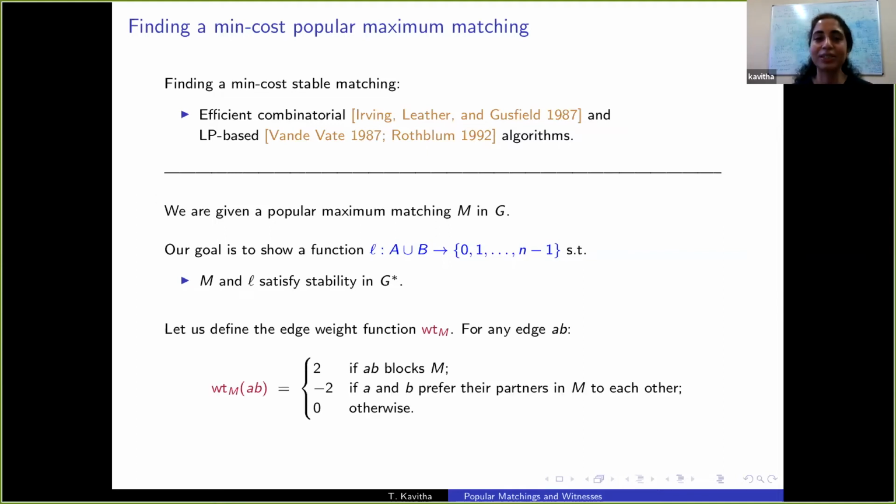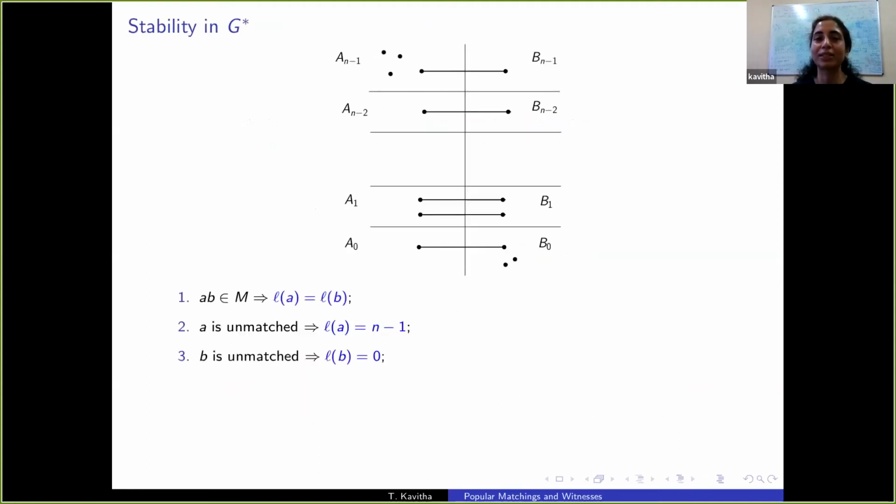But for now, let's just recall this edge weight function. We are in the world of two-sided preferences. So given a matching M, there is a corresponding edge weight function, which gives every edge a weight of either +2, -2, or 0. Blocking edges get a weight of +2. And if both the endpoints hate each other compared to their respective partners in M, it gets a weight of -2, otherwise 0.